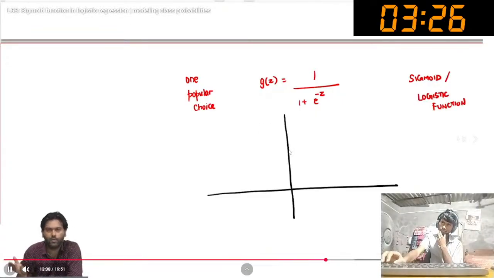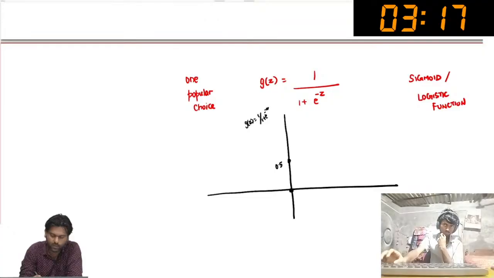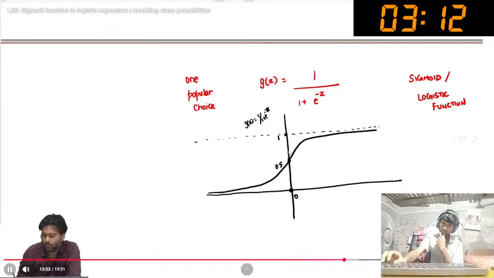As you can see, it's e power something, so it's always going to be positive, and 1 divided by 1 plus e power something will always be a positive quantity. It will take a value of 0.5 when z is 0. So this is z, this is g of z equals 1 by 1 plus e power minus z, and here is 1, and let us put a larger and larger z. So this is 0, this is infinity, this is minus infinity.